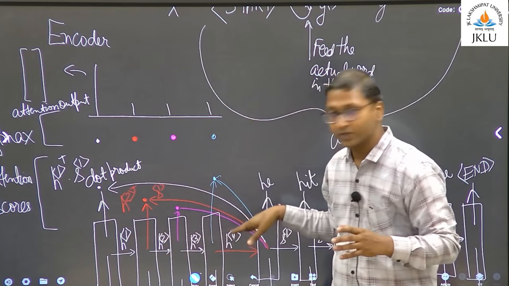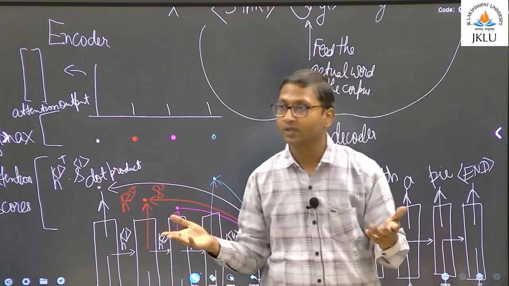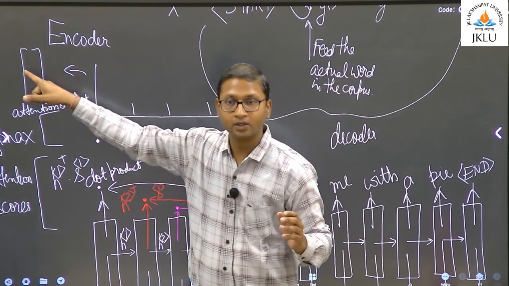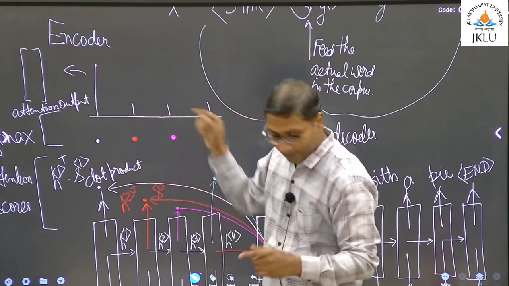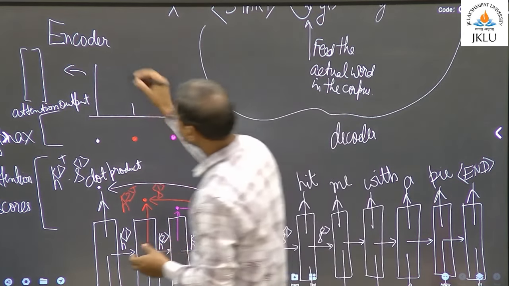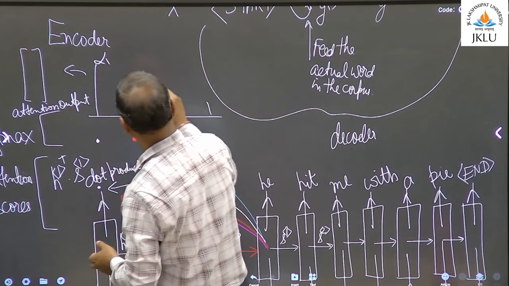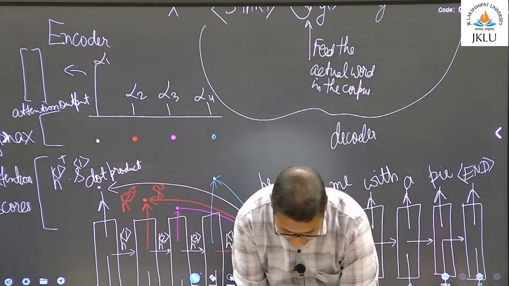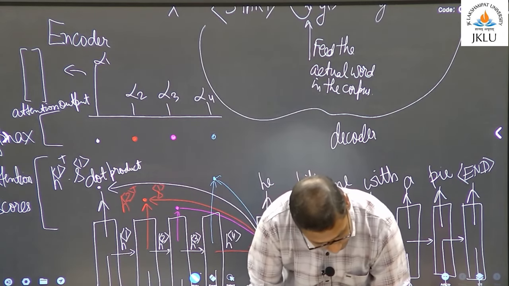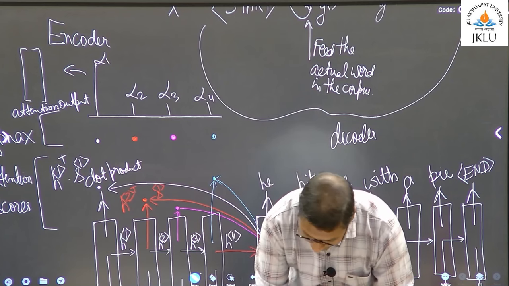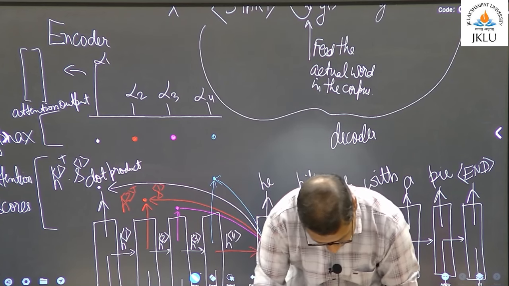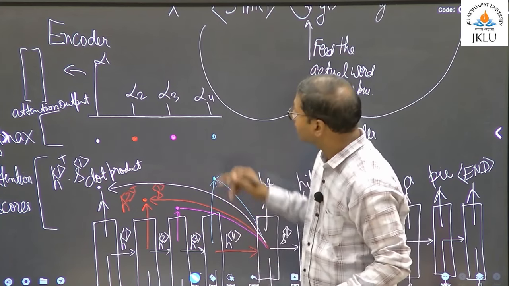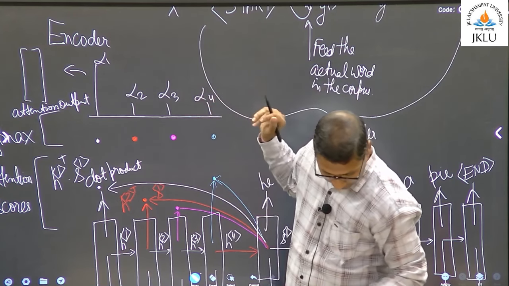What are the sizes of h1, h2, h3, h4 in all our examples? It is 100 cross 1, okay? So this attention output is your 100 cross 1. So let's say if these numbers are alpha 1, alpha 2, alpha 3, alpha 4, let me just ensure they are using this only. Yes, so these are alpha 1, alpha 2.